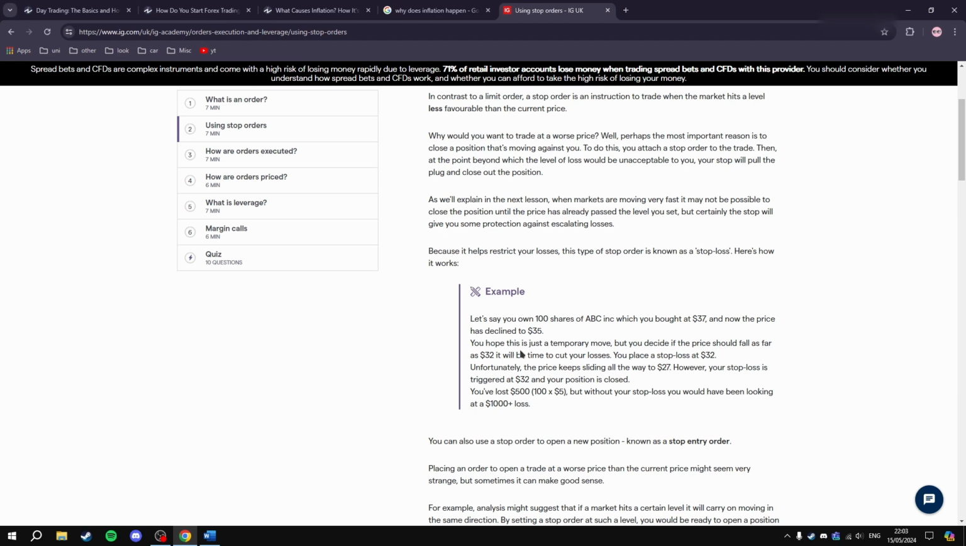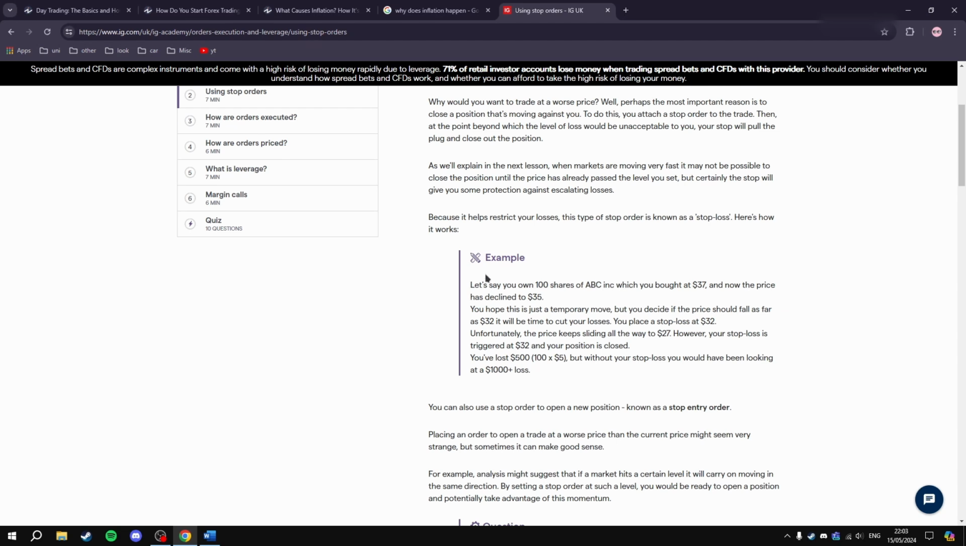Here's how it works. Example. Let's say you own 100 shares of ABC Inc. which you bought at $37, and now the price declined to $35. You hope this is just a temporary move, but you decide if the price should fall as far as $32, it will be time to cut your losses. You place a stop loss at $32.